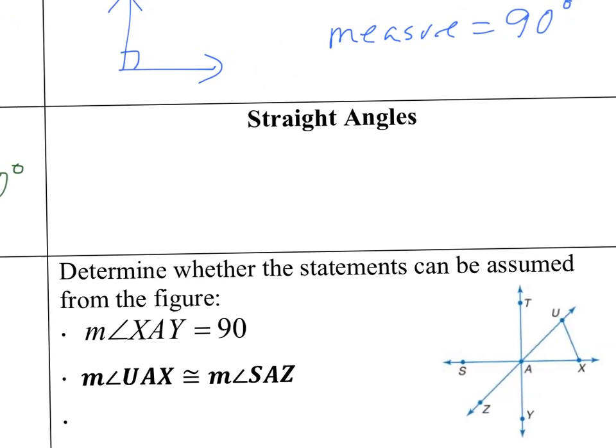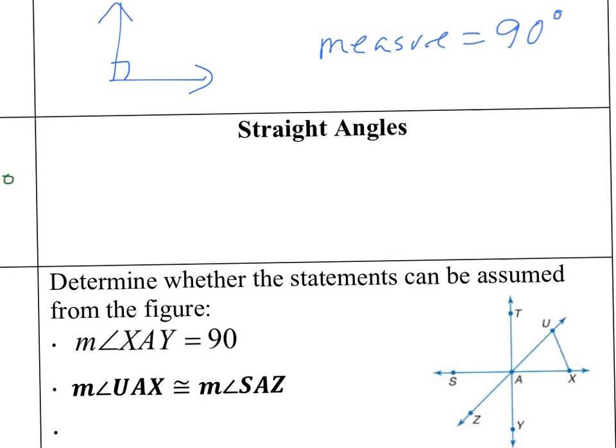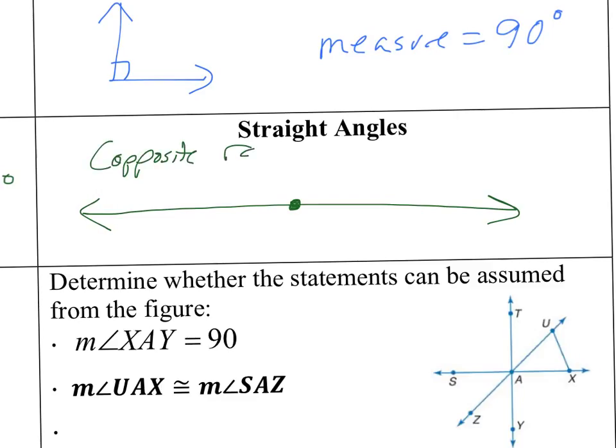And the last angle we're going to look at here is a straight angle. Basically, it's a line. But we also can say that it has opposite rays. And the measure of a straight angle is 180 degrees.